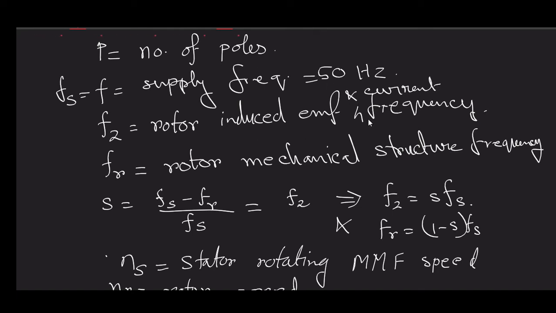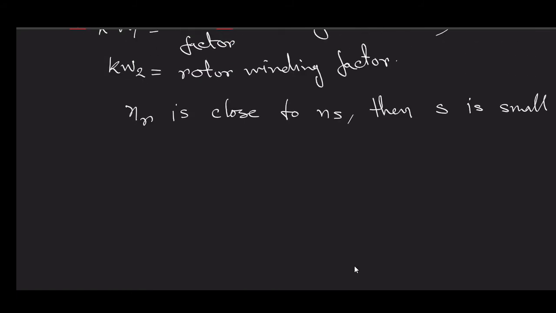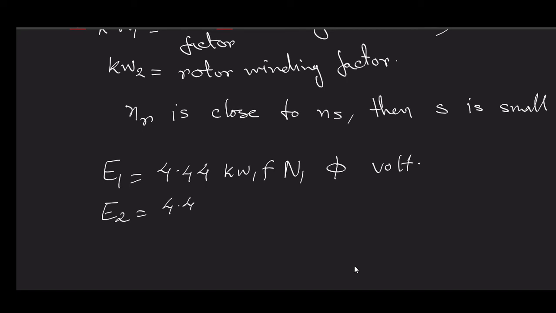And also one thing we will be able to show you, just let me write the formula, then you will get it. Like E1 is equal to our famous and very own equation, 4.44 Kw1 N1 f phi, and E2 is equal to 4.44 Kw2 N2 s f phi.